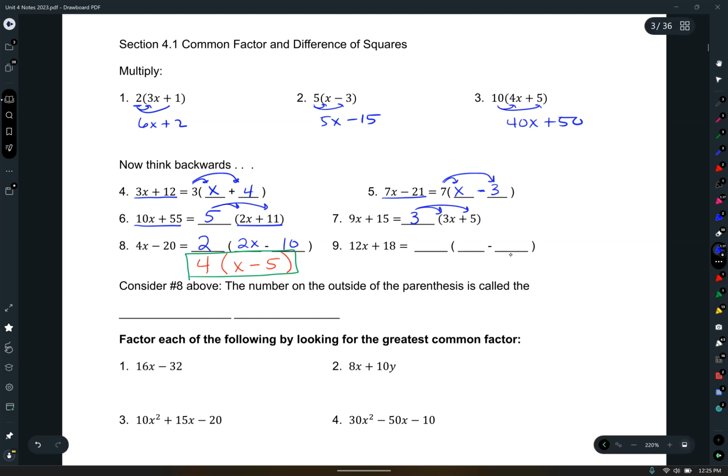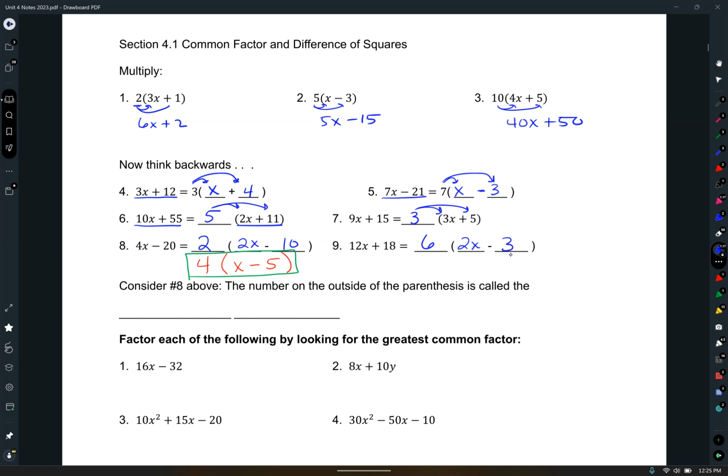So looking at number 9, with that in mind, the most we could take out, instead of just taking out, let's say, a 2 or a 3, is we could take out a 6. And if I do that, I would have 2x minus 3.